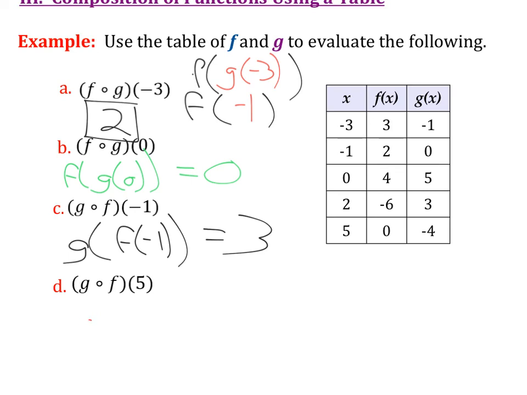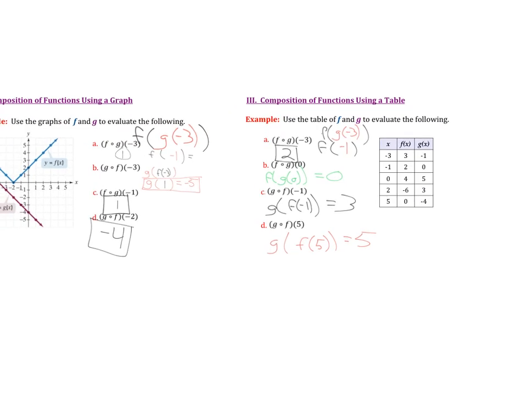And lastly, g of f of 5. First, we need to figure out what is f of 5. So at 5, the f function is 0, and that gets plugged into the g function. So at 0, the g value is 5. All right, cool. That is it. And that is all for composition.